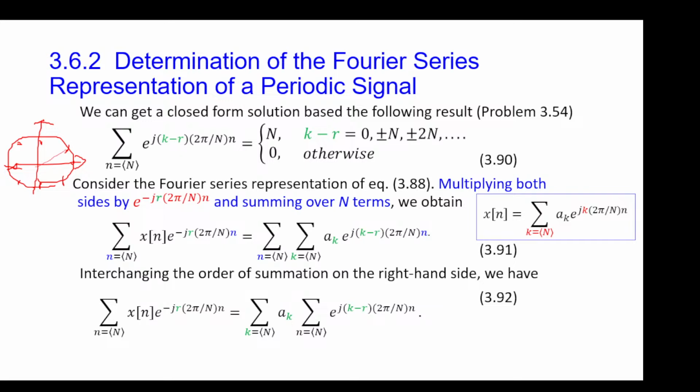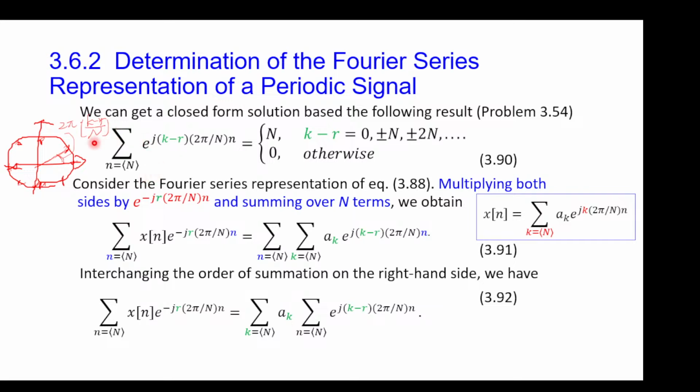With this angle being 2 pi times (k minus r) over big N. So it's some fraction of 2 pi. It's an integer fraction of 2 pi because big N is an integer and k minus r is an integer. So the angle is 2 pi times (k minus r) over N.